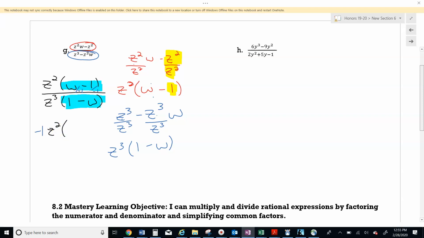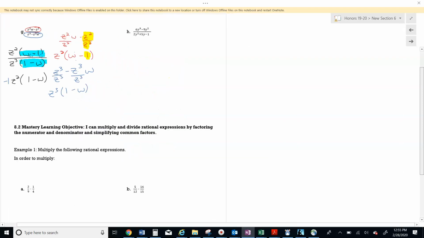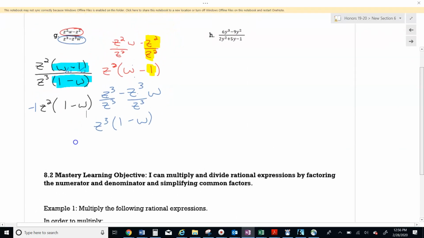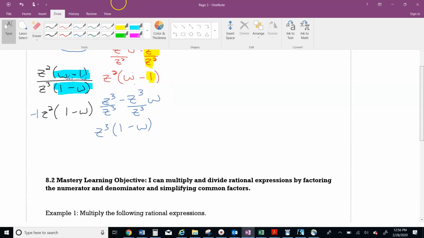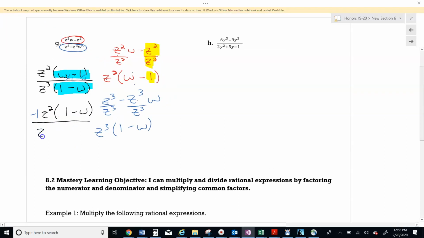W minus 1 is -w. W divided by negative 1 is negative w. A negative divided by a negative is a positive. This has now made these the same. Okay, so if you have flipped subtraction, you have to take the negative 1 out, so then they're the same.